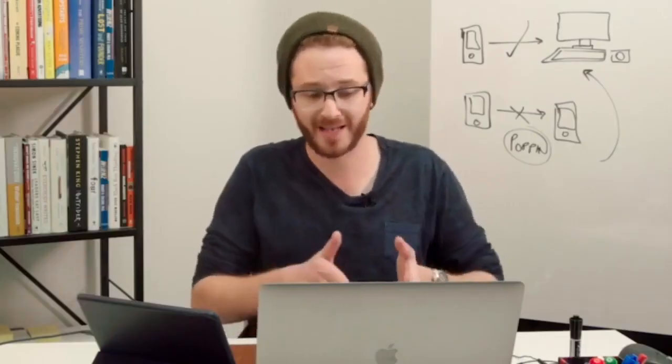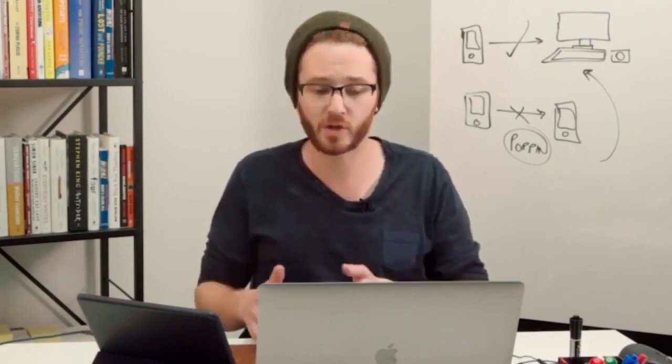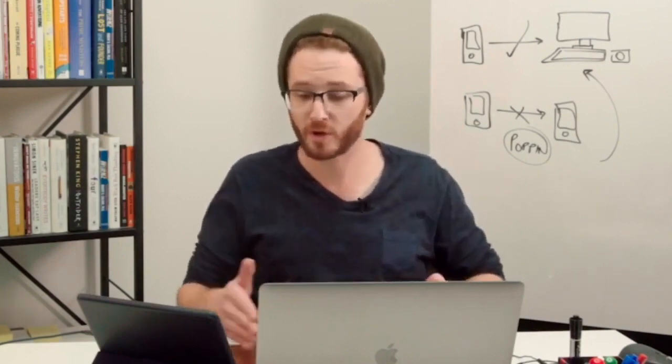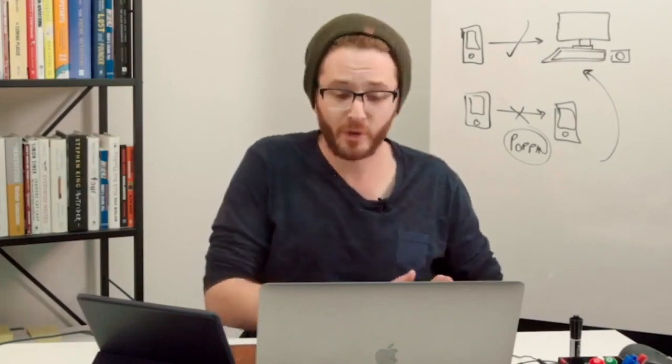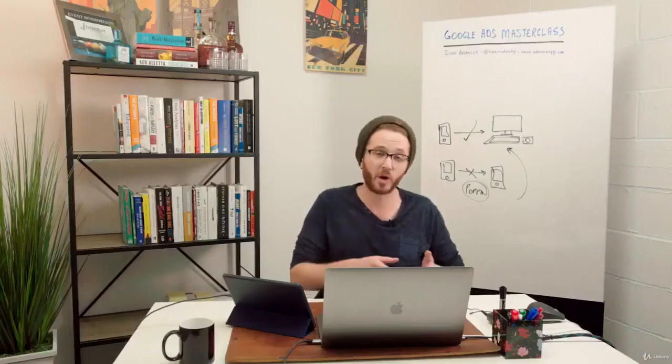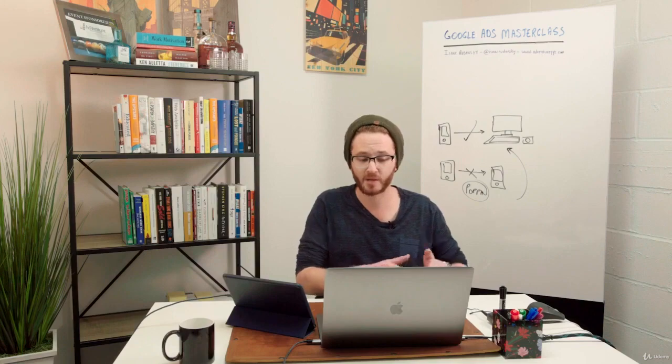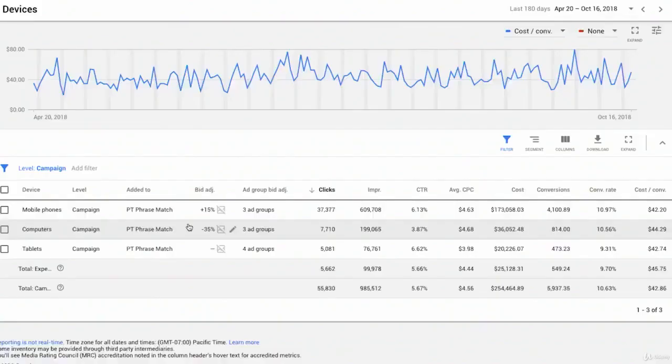We started off running on tablets, computers, and mobile phones without any bid adjustments. And then over time we saw that mobile phones were performing so much better and computers were a little bit more expensive and weren't performing as well. So we had to decrease our bids quite significantly on computers and increase them significantly on mobile phones. And you can see that reflected in the data here.